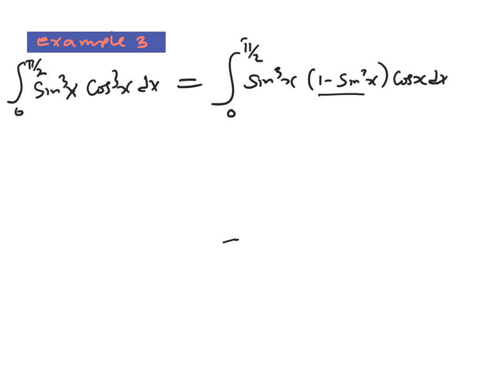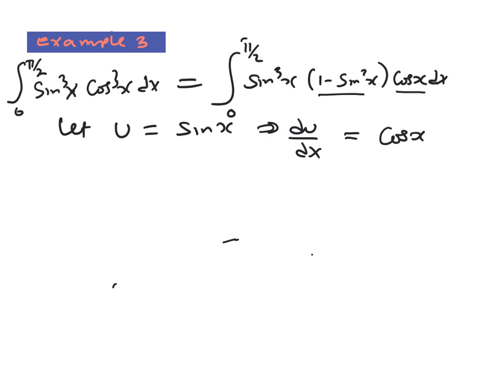Now, what do we do? What we do is simple. Let u equal sine of x, because when you differentiate sine, it will give us a cosine, and this part will go. So what do we mean? du by dx is the cosine of x, and we can say that du is equal to cos of x dx. So it means that the whole of this part is du.